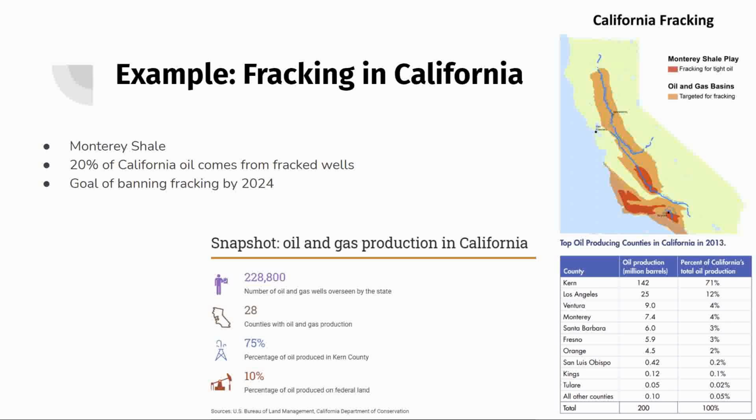Because of the environmental risk as well as public health risks, Gavin Newsom, California's current governor, is pushing for the state to ban fracking by 2024.